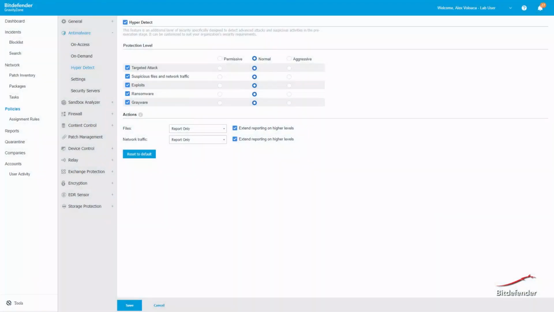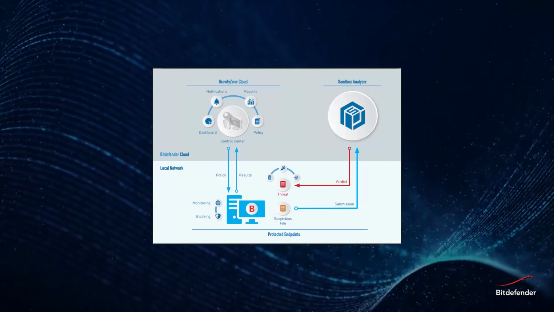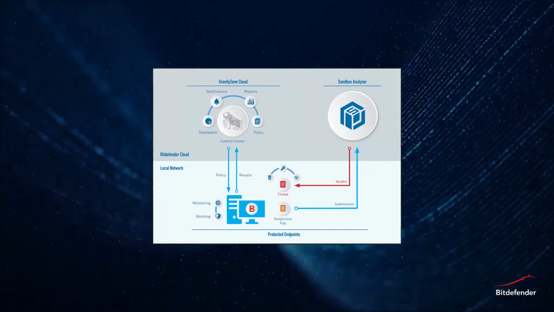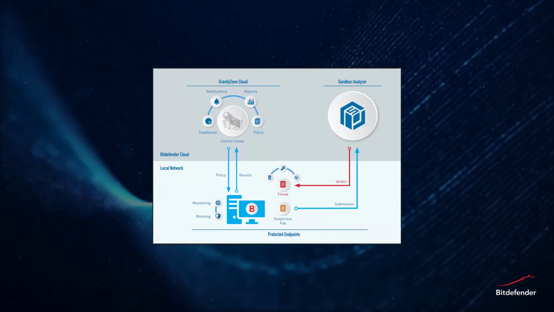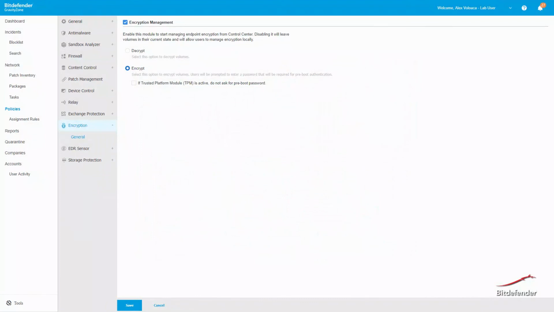HyperDetect uses specialized local machine learning models and behavior analysis techniques, trained to spot hacking tools, exploits, and malware obfuscation techniques, in the pre-execution stage. Sandbox Analyzer provides a powerful layer of protection against advanced threats, by automatically performing in-depth analysis of suspicious files, not yet signed by Bitdefender's anti-malware engines. The Volume Encryption module allows you to provide full disk encryption by managing BitLocker, FileVault, and other third-party tools if they are provided with encryption keys.